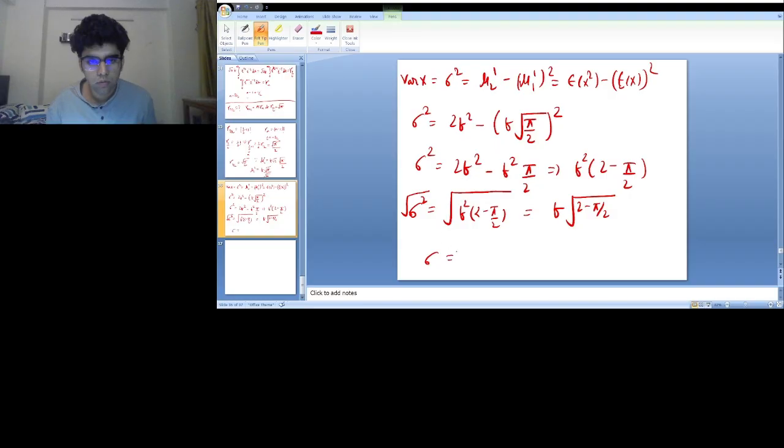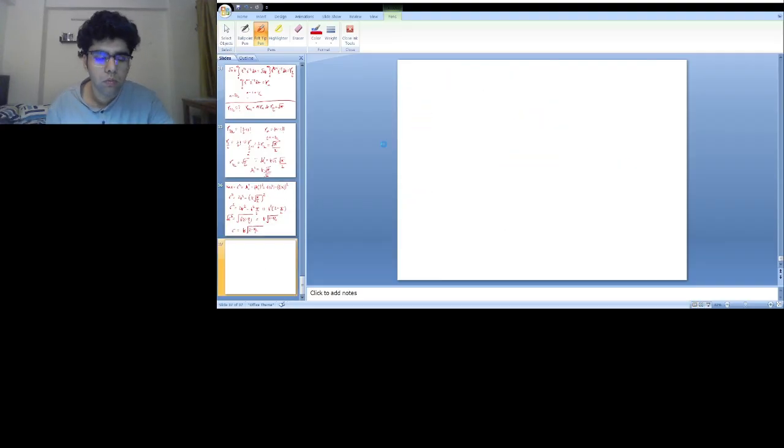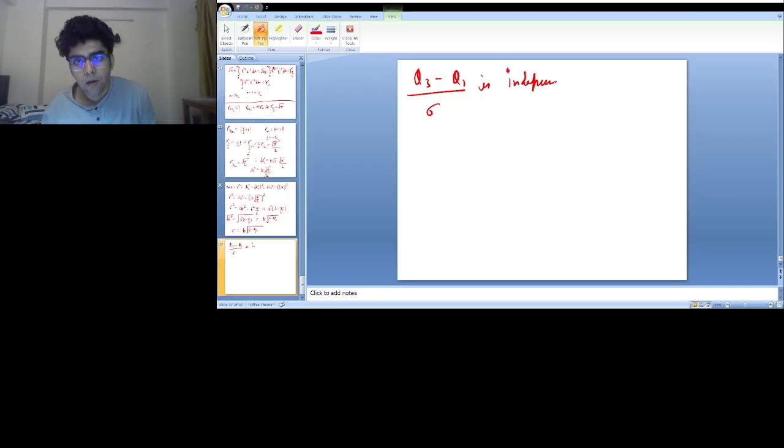So my sigma, the standard deviation, is equal to b times the square root of 2 minus pi by 2. Now I have my standard deviation, I have my Q3 and Q1. What I'll be left with is, I just need to show you that (Q3 minus Q1) upon sigma is independent of the parameter b, right?